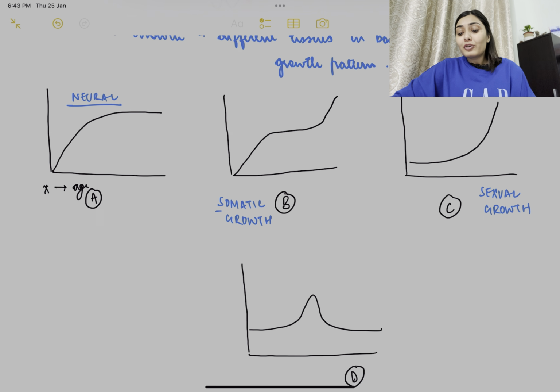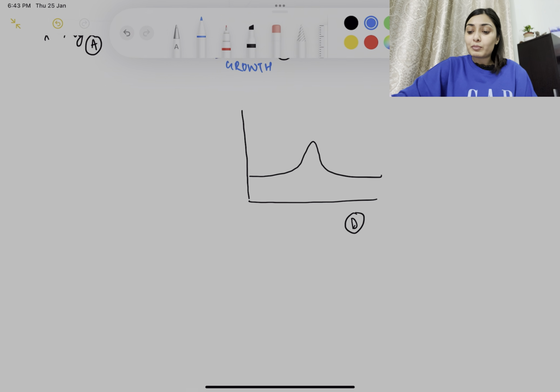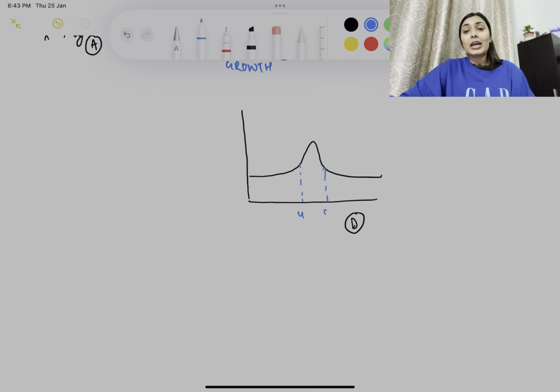Lastly, we have graph D, where what is happening? There is a peak in between, right? This peak is usually seen at 4 to 8 years. So in the initial period up to 4 years, there is no growth. In between 4 to 8 years, there is growth. And after 8 years also, there is no growth or regression, right? So this is nothing but the graph for lymphoid growth.